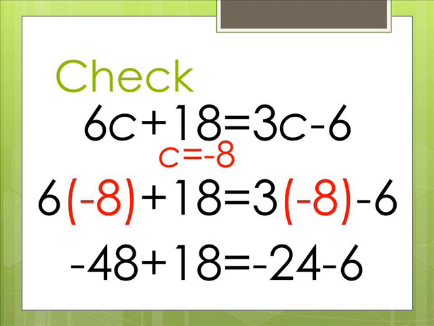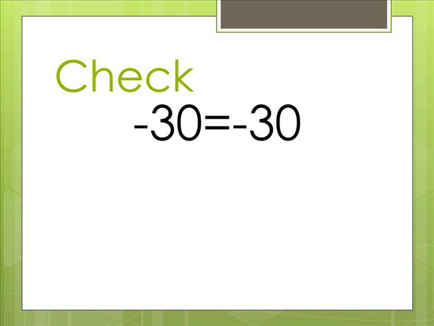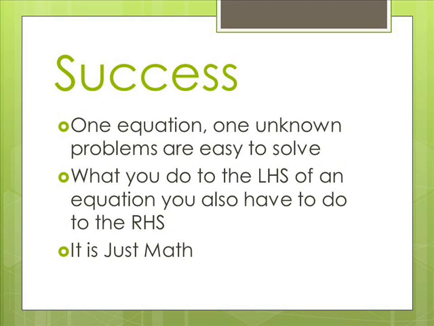And if I do the math on that, I have minus 48 plus 18 equals minus 24 minus 6. Solves down to minus 30 equals minus 30. Well, the last time I checked, minus 30 equals minus 30. So that's how I solved this equation.